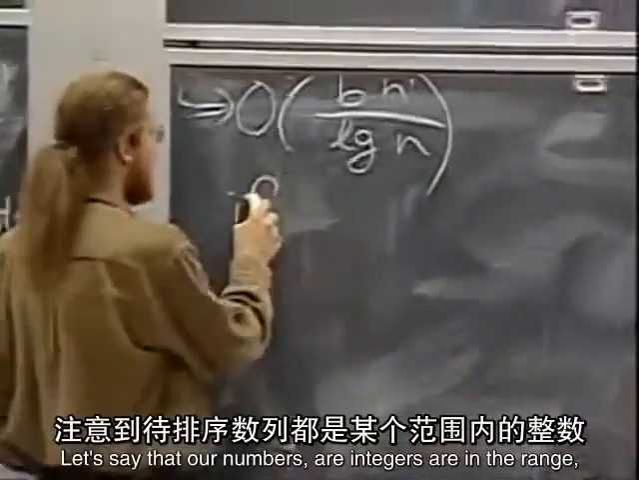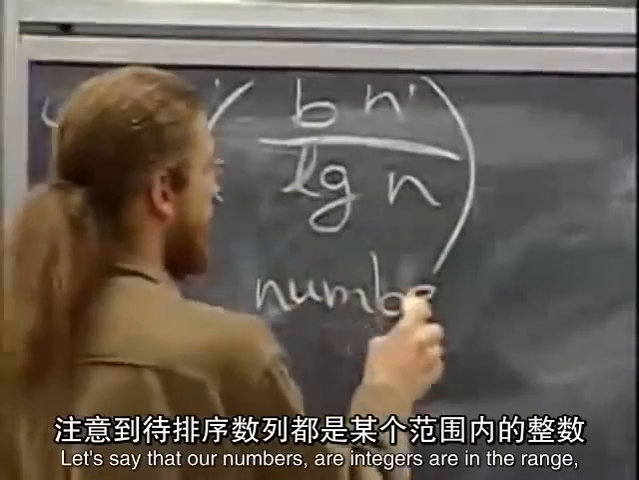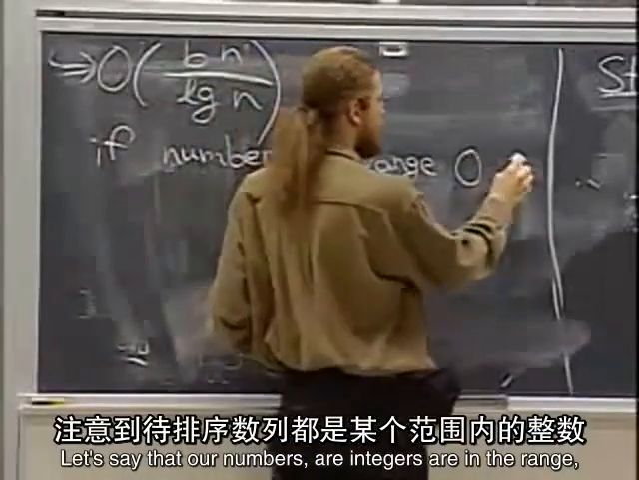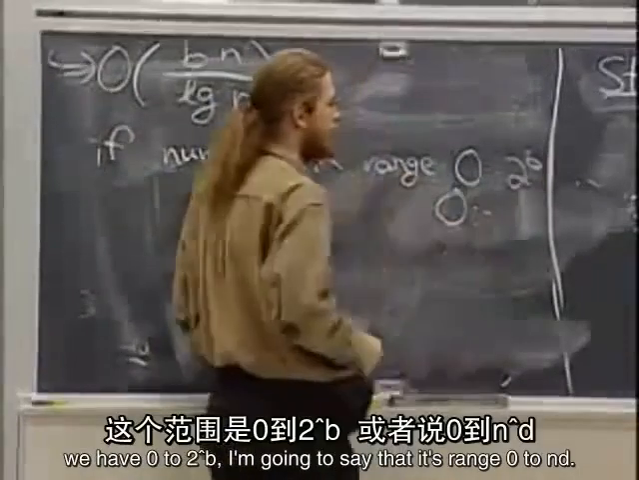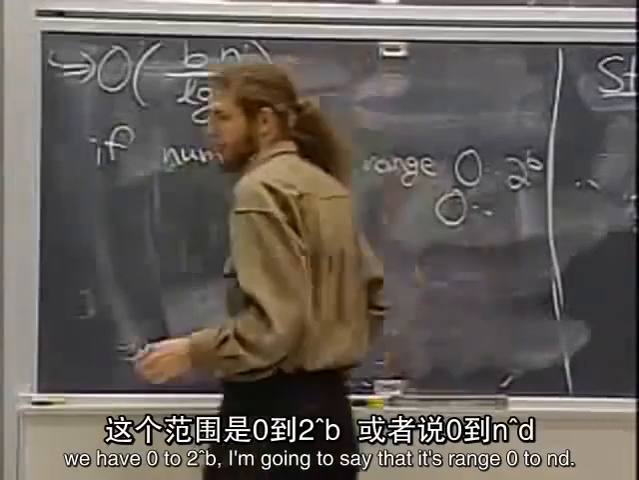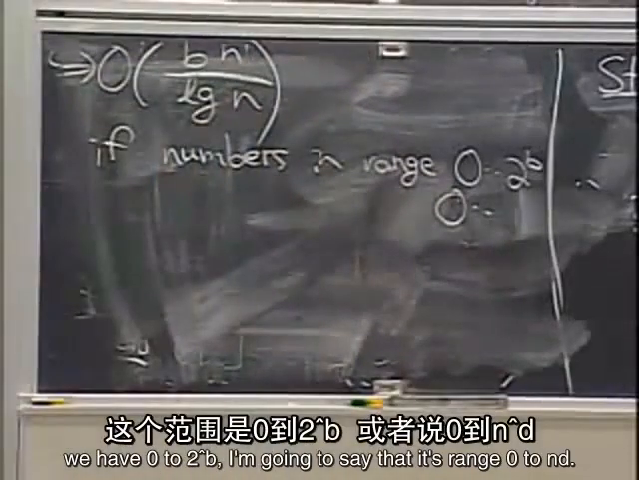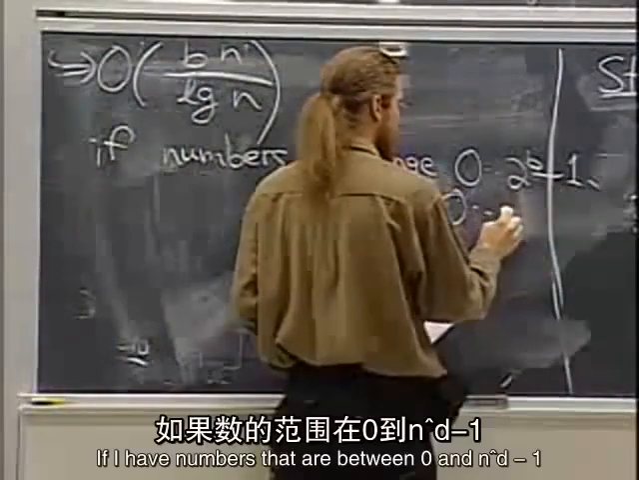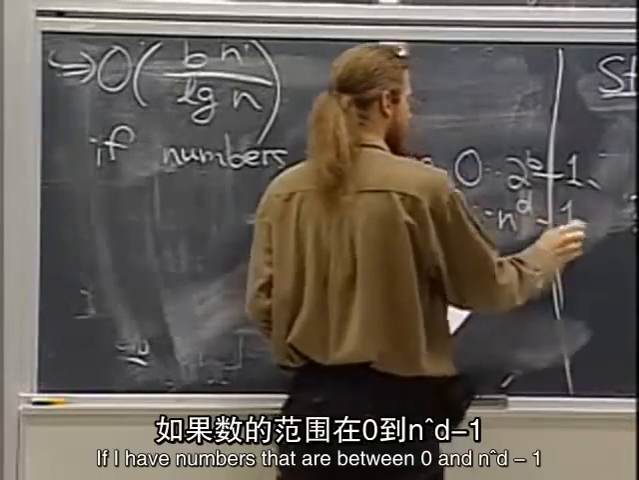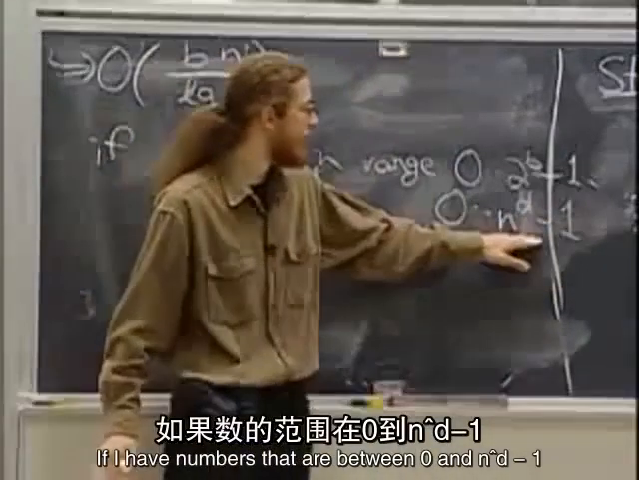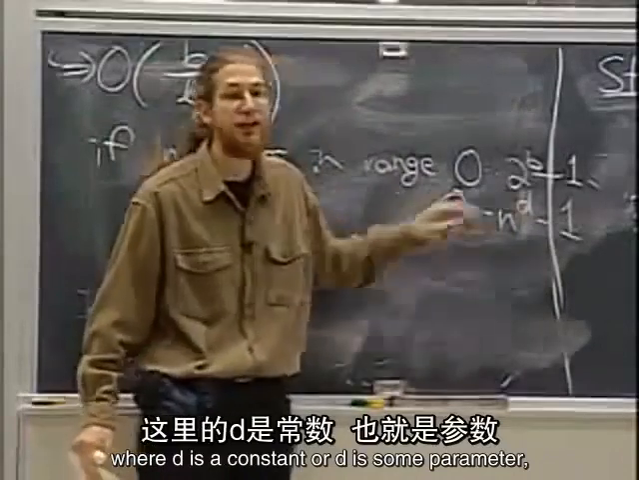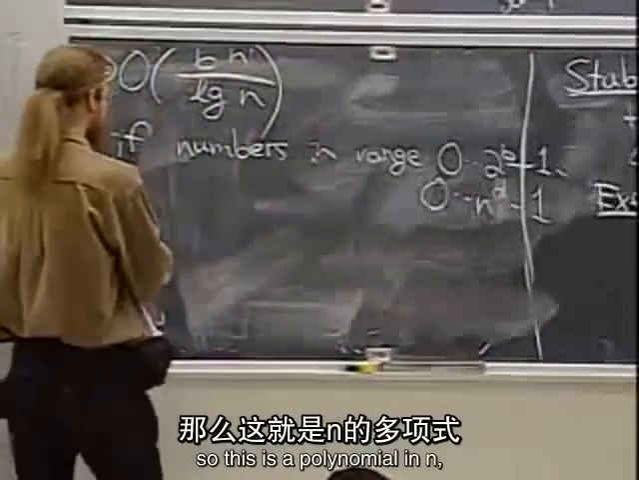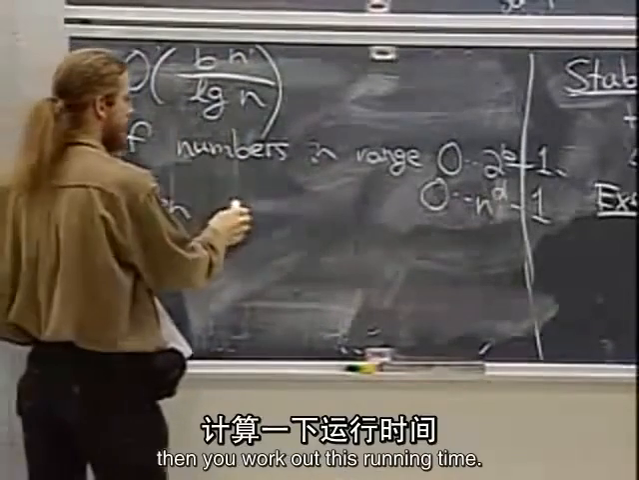So let's say that our integers are in the range 0 to 2 to the b. I'm going to say that it's range 0 to, let me get it right, some polynomial in n. Say n to the d. This should be a minus 1 here. Okay, if I have numbers that are between 0 and n to the d minus 1, where d is a constant, or d is some parameter, so this is a polynomial in n, then you work out this running time.